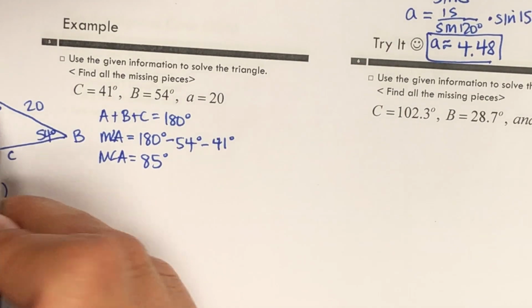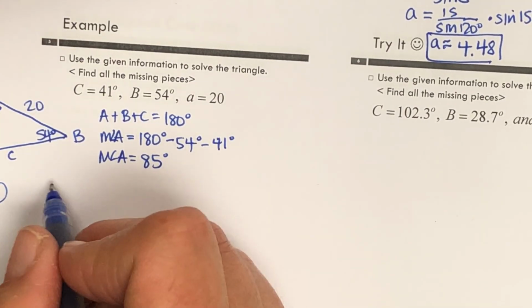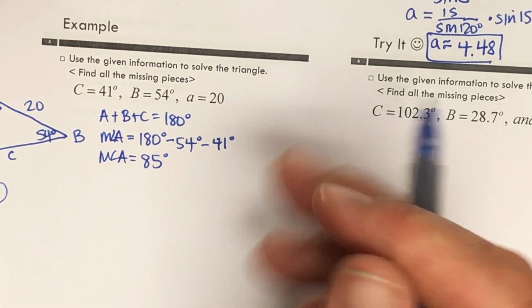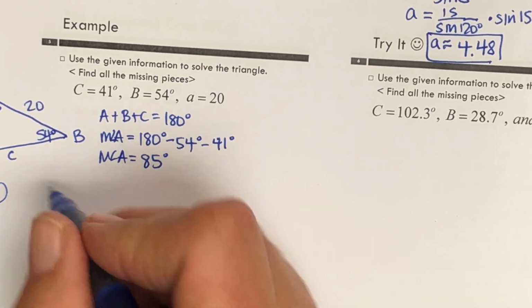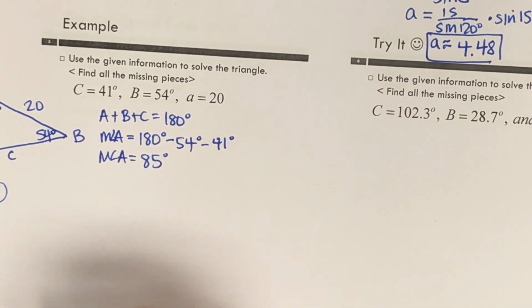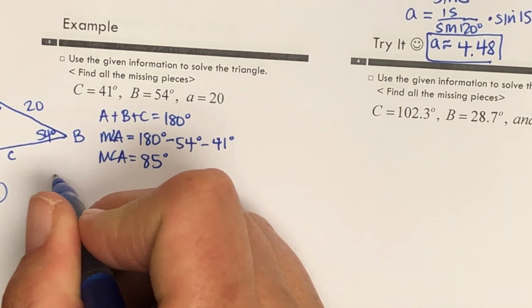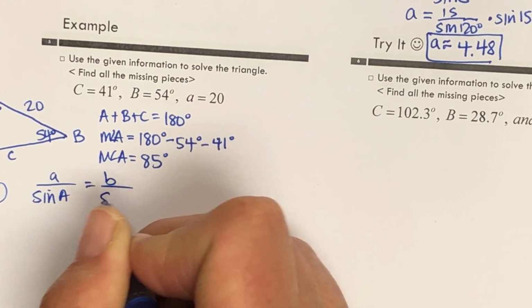That means side A, which is 20, should be the biggest. So we'll make sure that our math matches that. Now I'm wanting to find the two sides. So I'm going to go back up to the law of sines and use the one that says solving for a side. This time I've got information on A's and I'm trying to find B's. So I'm going to go with A over sine A equals B over sine B.